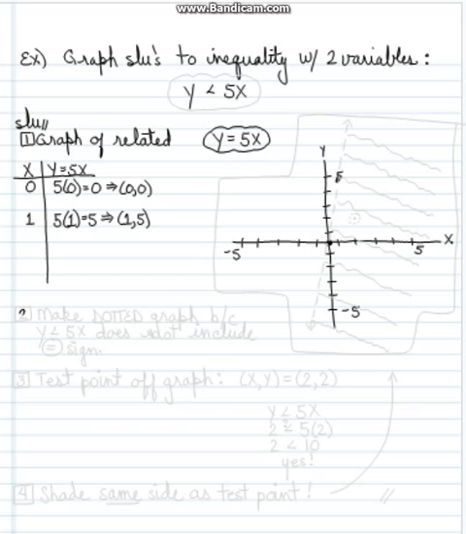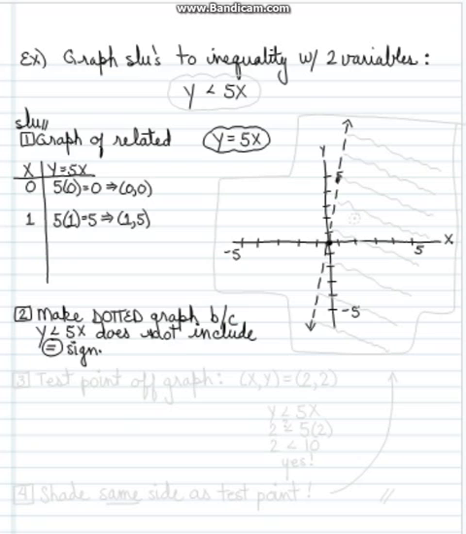Now, I want to make a comment here for step 2. Make a dotted graph. Not solid, but a dotted graph. And why are we doing that? Because the given inequality, y less than 5x, does not include the equal sign. If it had been y less than or equal to 5x, I would do a solid line, but this is just less than, not less than or equal. It's less than, so we're going to have to do a dotted graph for this line.